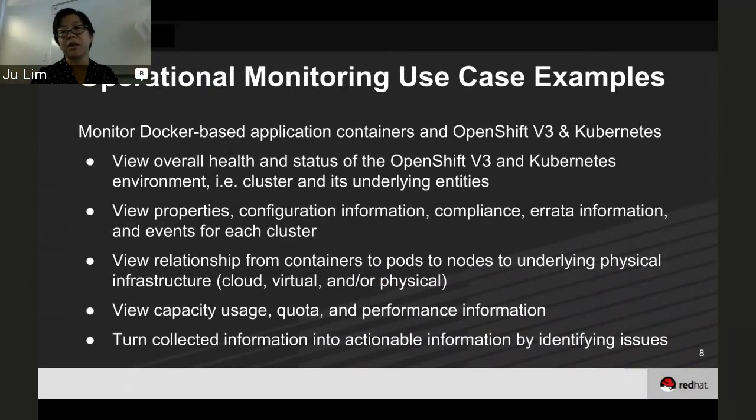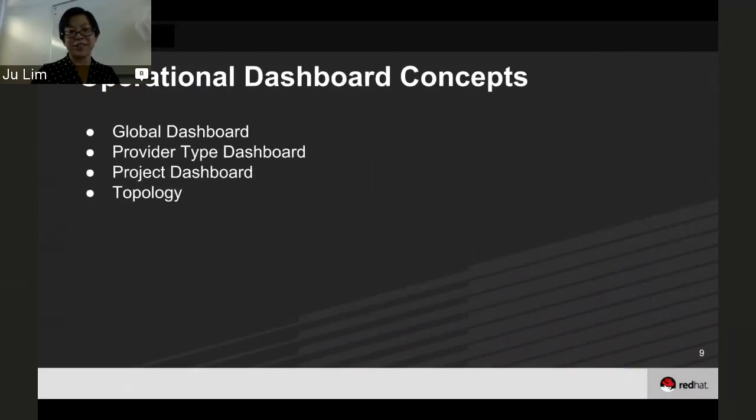And what I mean by that, we're not going to be doing any kind of active management of provisioning or deployments, but rather we're going to focus on taking a look at the health, the status of the OpenShift V3 and Kubernetes entities, the health of the cluster, the state of it, the relationships of it, how a container connects to a pod, to a node, to the underlying infrastructure, utilization type information, and being able to identify issues in the environment. And now I'm going to actually turn it over to Serena to share with you our prototype. Okay, great.